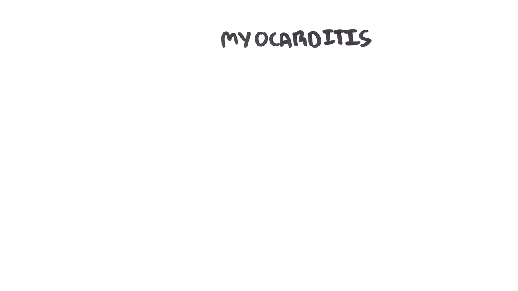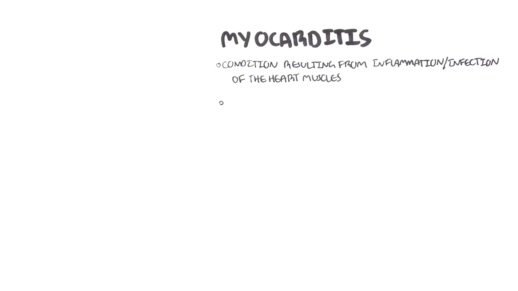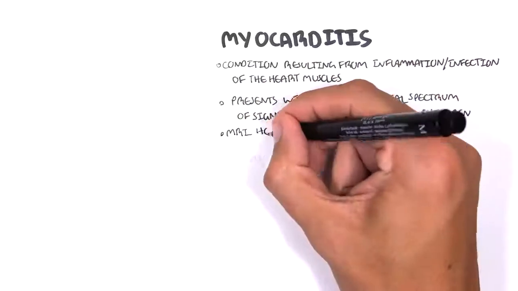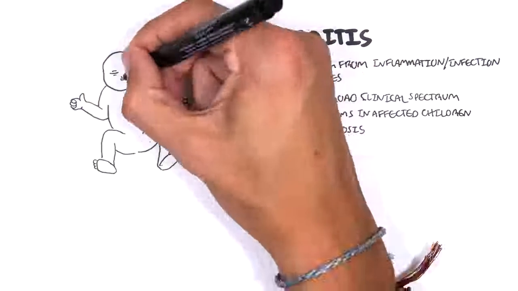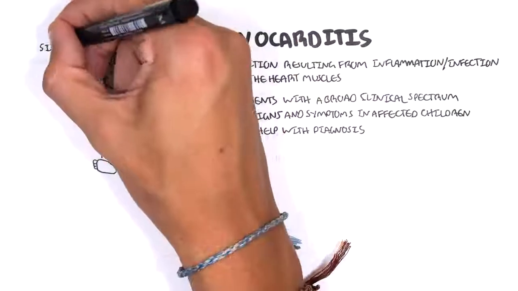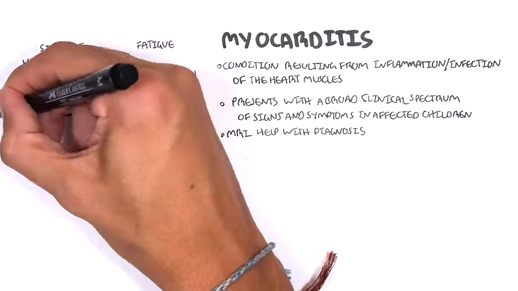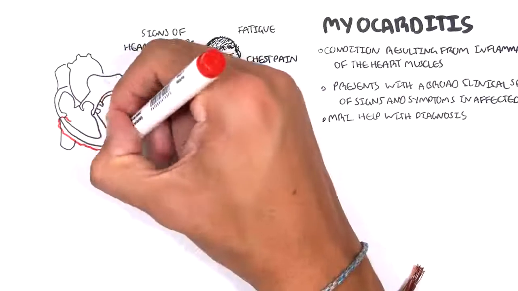Myocarditis is a condition resulting from infection of the heart muscles. It presents with a broad clinical spectrum of signs and symptoms in children. MRI helps in the diagnosis of myocarditis. The signs and symptoms include fatigue, chest pain, as well as signs of heart failure, because the heart is irritated and cannot pump enough blood out of the heart.